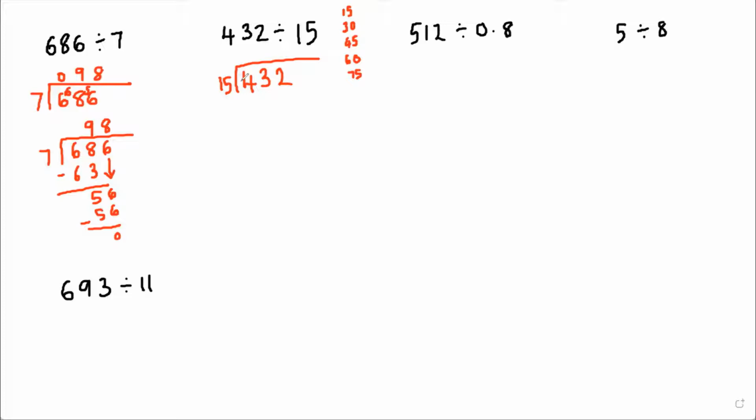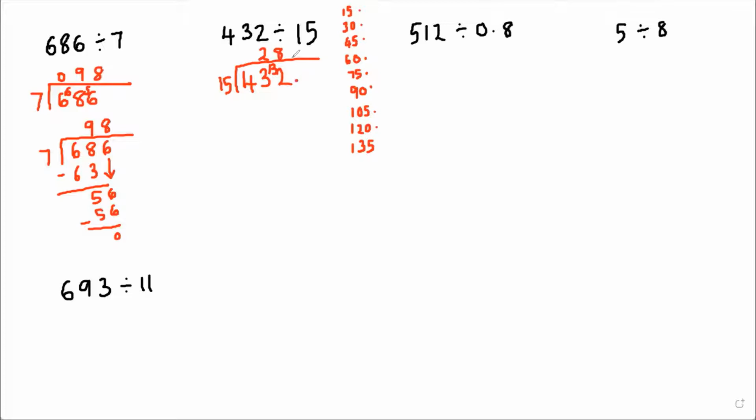So 15 will not go into 4. 15 goes into 43, 2 times, so it goes in twice, and I would carry 13 across. Now 15 into 132, if I come down here, I'm going to continue on my 15 times table, so we've got 90, 105, 120, and 135. So we've got 15 will go into 132, 1, 2, 3, 4, 5, 6, 7, 8 times, and we would have a remainder of 12.